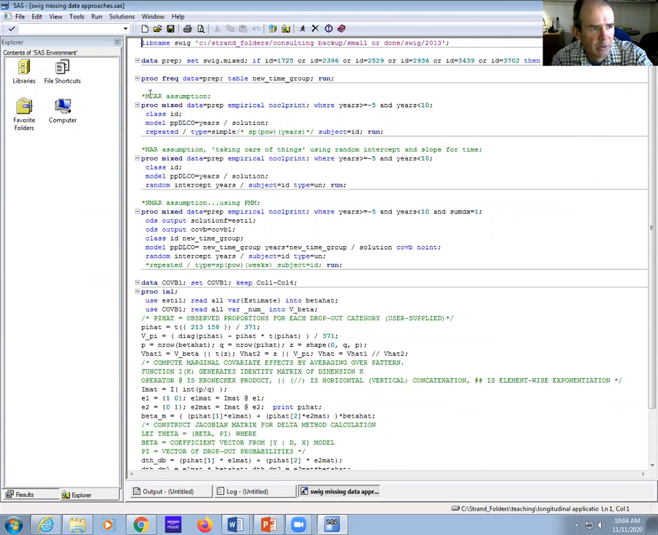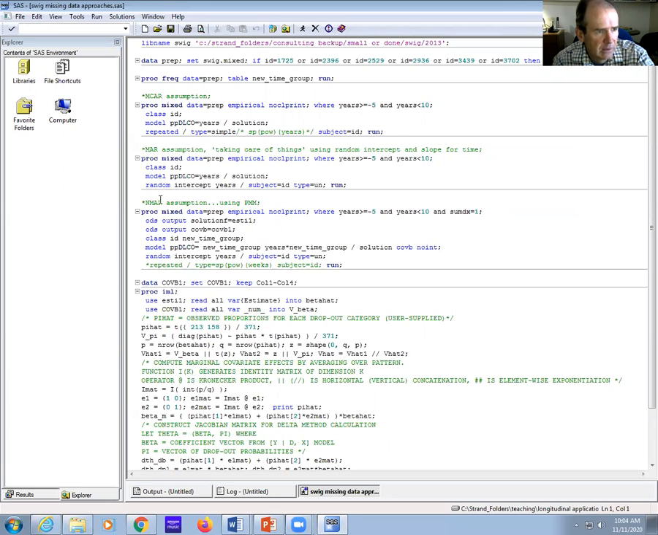So for missing completely at random, we use a mixed model. It's a real basic model where we don't even have a correlation structure in there. It's oversimplified, but it's a frame of reference that we have. The missing at random assumption we can obtain, in this case, by adding a random intercept and a random slope for time. And that gives us that estimate of about 5%.